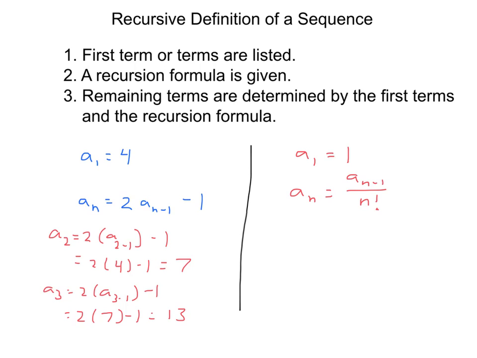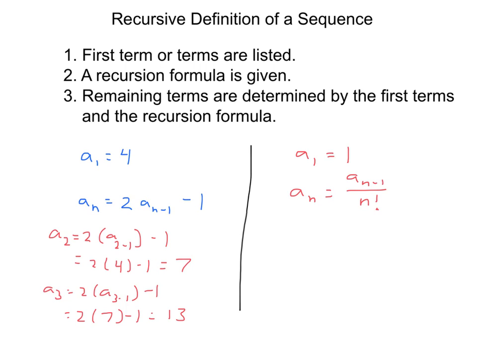And I can continue doing this. If I want a sub 4, a sub 4 is going to be 2 times 13 minus 1, which will come out to be 25. And then a sub 5 is going to be 2 times the 25 minus 1, which would come out to be 49. And I can keep building that sequence in that way. Let's look at another example.